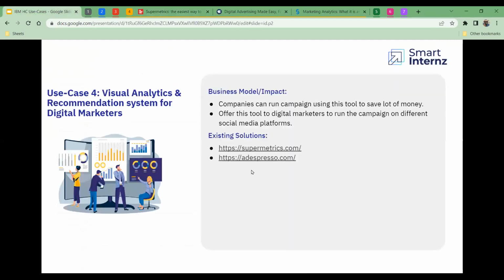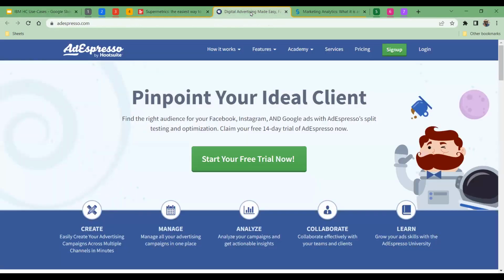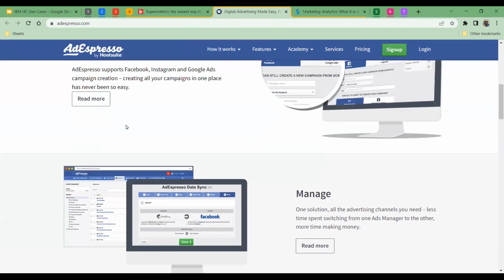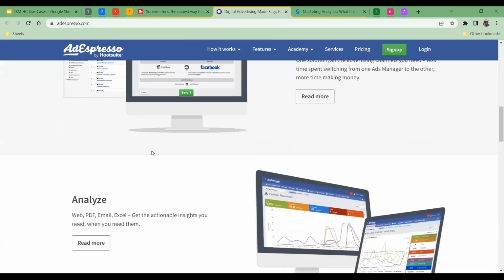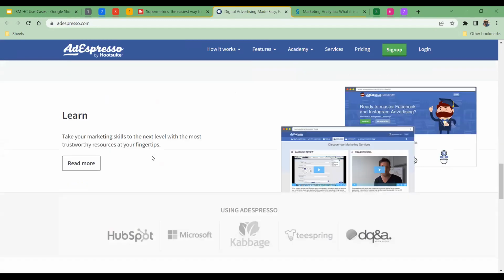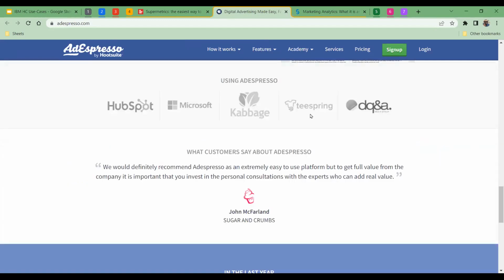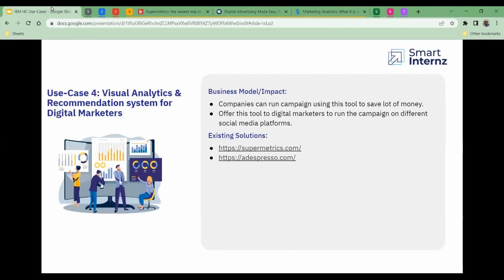And the second one we have is Ad Espresso. Espresso, that's a coffee term. We have this one called Ad Espresso by Food Site. Here it will show the different types of ad platforms we have, like Facebook, Instagram, Google Ads, where we can run campaigns or push the ads. These are all the companies that are using Ad Espresso. So these are the existing solutions we have.